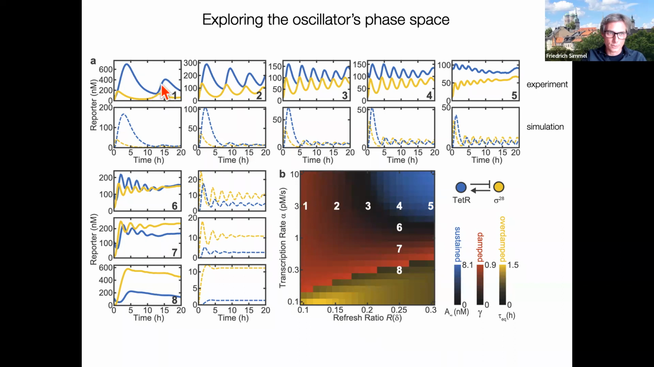So here you see up here there's only a low refresh ratio, and if we increase the refresh ratio, we get faster and faster oscillations. But you can also change, for example, the transcription rate, and that also changes the overall behavior, and everything can be modeled more or less well with a relatively simple ODE model. So these curves here are the models.